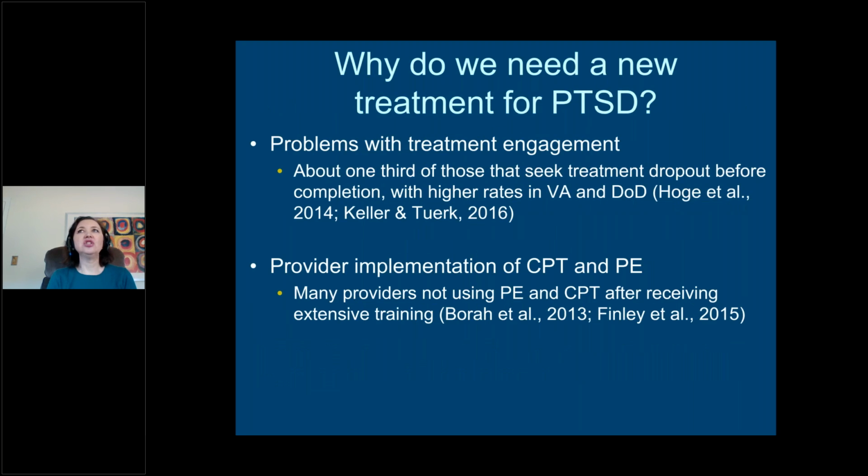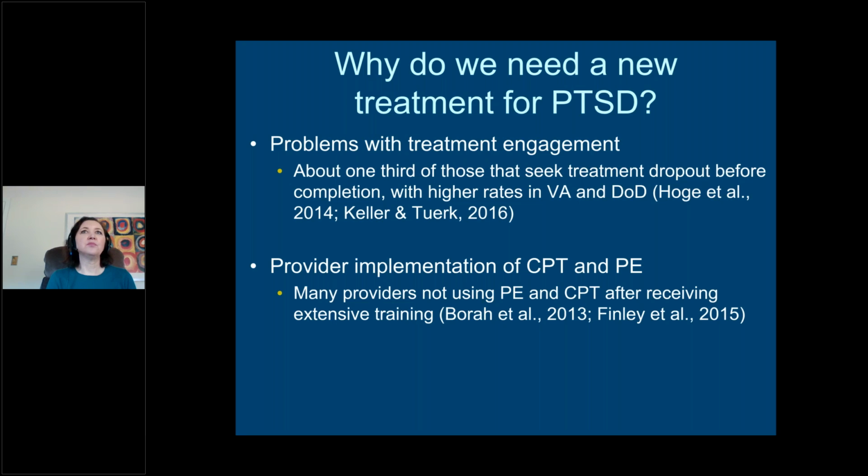So I just want to first point out, why do we even need another treatment for PTSD? Because we do have a number of very effective treatments available. But there have been some problems with these treatment approaches that are currently available. And the problems are both from the provider side as well as the patient side.